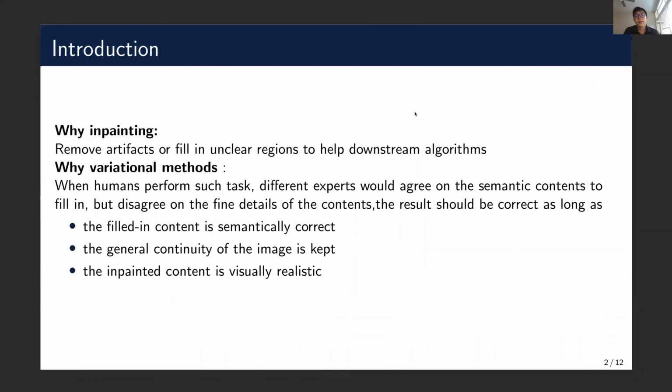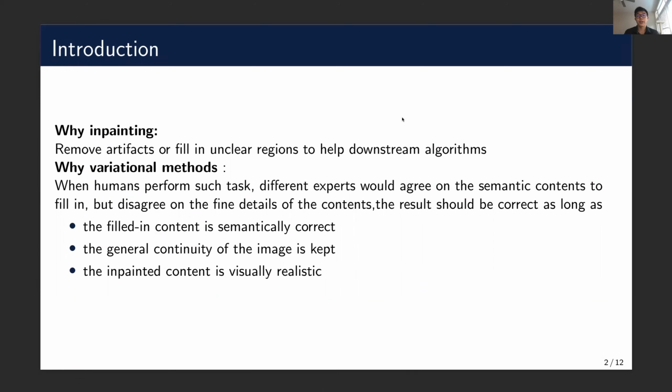So why are we doing Inpainting? Because there are several potential applications of this work. For example, we can use Inpainting to remove artifacts. We can use it to do some sort of anomaly detection or to fill in unclear regions to help downstream algorithms. I'll go over these in the experiment section.